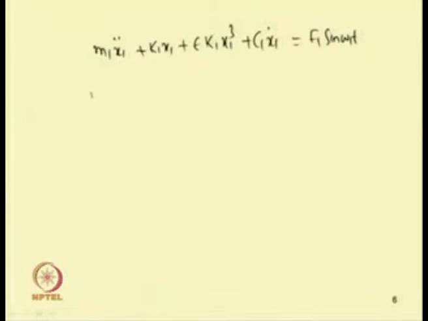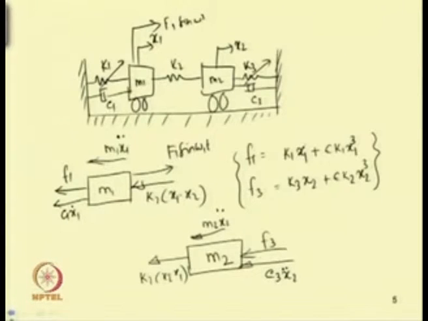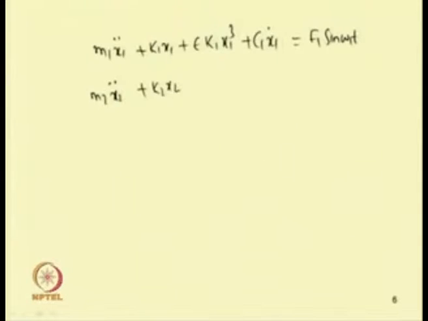Which is m2 x2 double dot plus k2 x2. So, one can write this force. Okay. So, in the first equation I have to add this force k2 into x1 minus x2. So, it has not been added. So, plus k2 into x1 minus x2. So, this will be equal to F1 sin omega t.